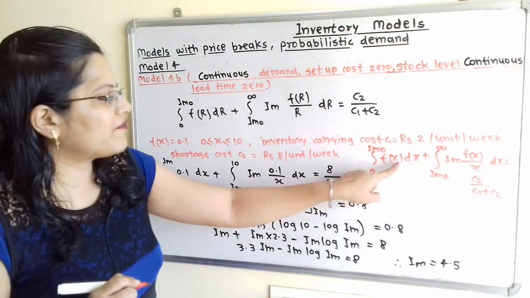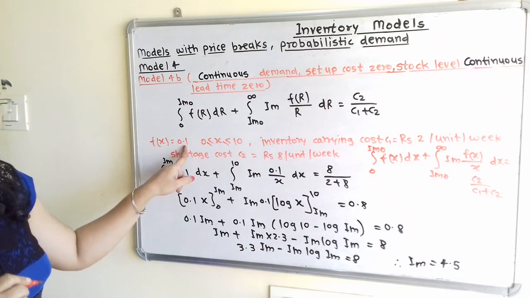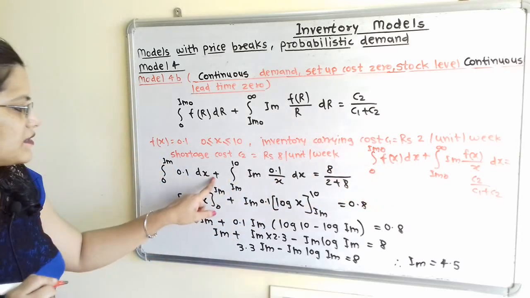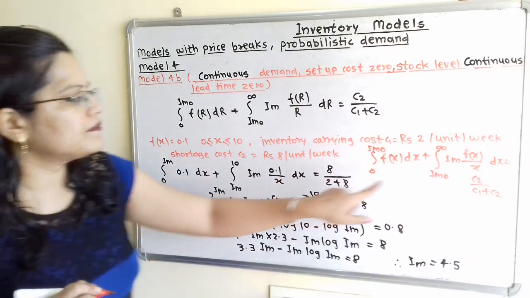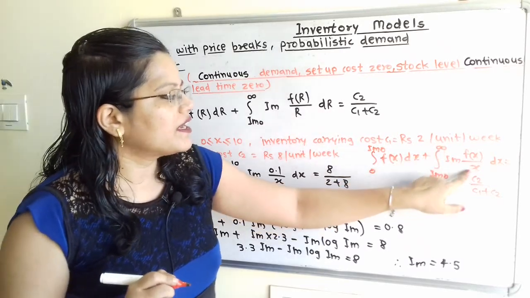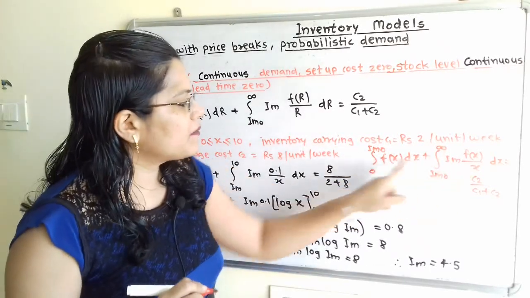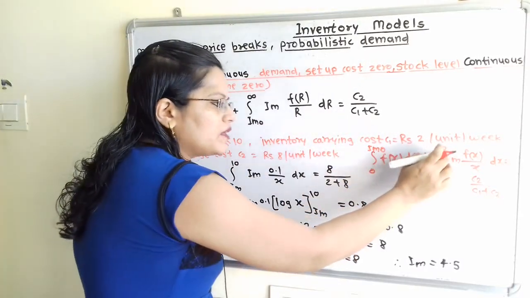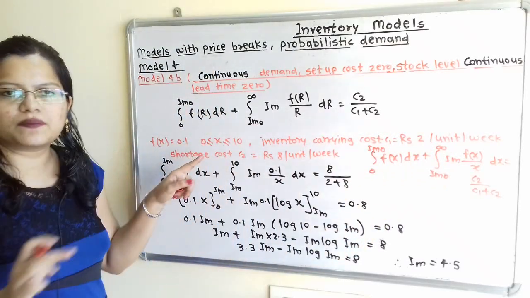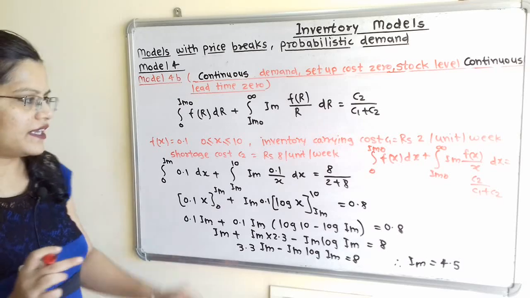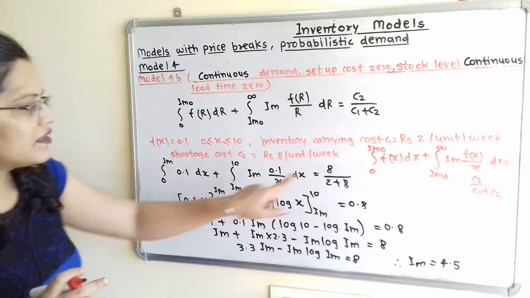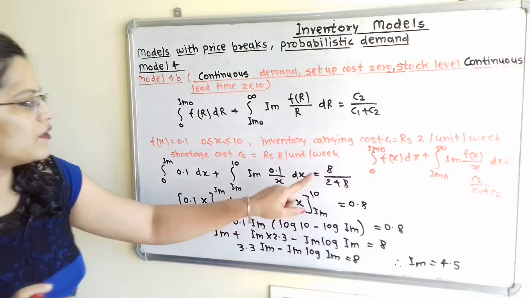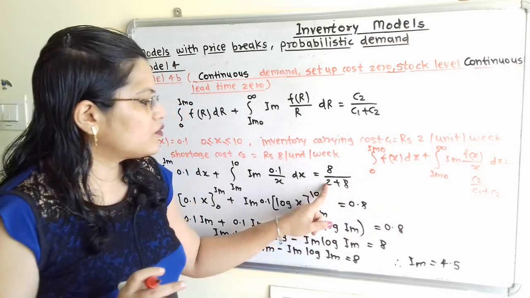So how can I write it? f(x) is given as 0.1. So I will write integration of 0 to Im of 0.1 dx plus integration of Im to infinity. Now instead of infinity, the range of x is given. The minimum range is 0 and the maximum range is 10. So we can refer to the value up to infinity, but for this question this range is mentioned, so we have to take it as 10. So Im to 10 of Im into f(x), that is 0.1 by x dx, is equal to C2, that is 8, divided by 2 plus 8.